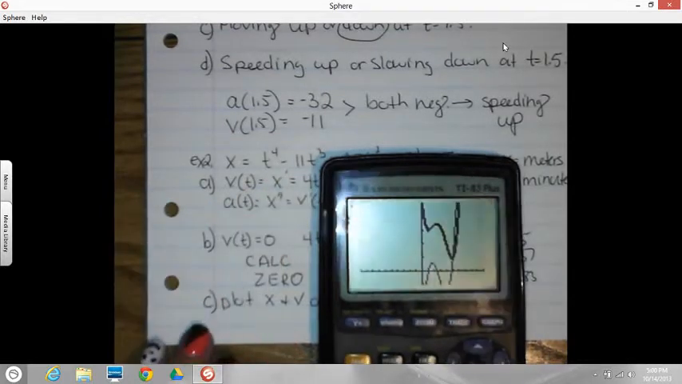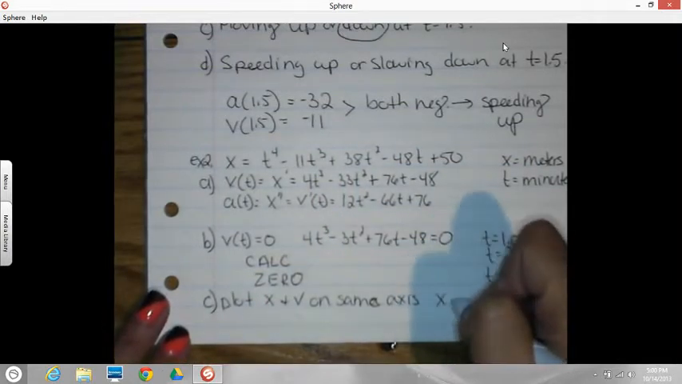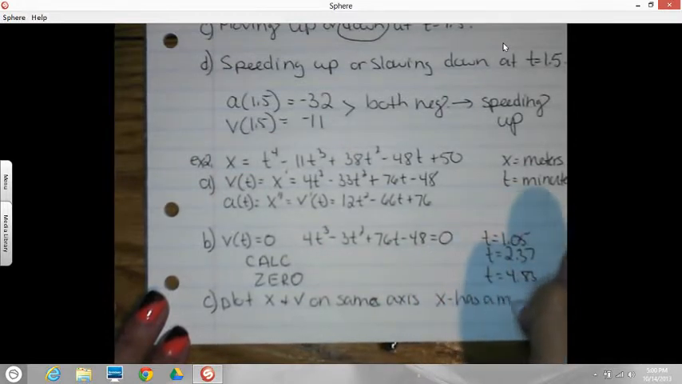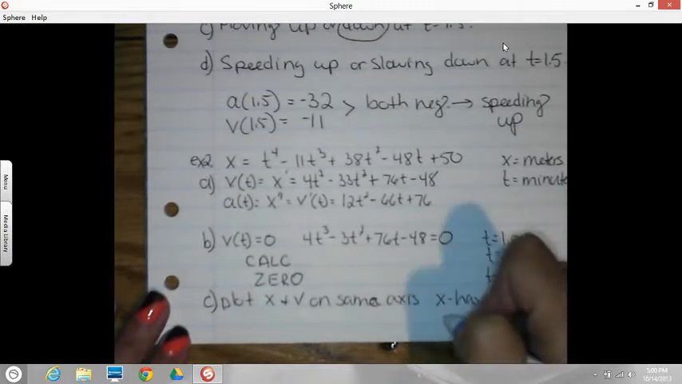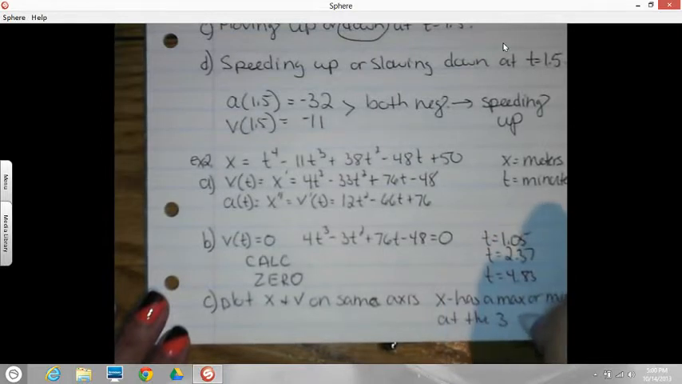So, x has a max or min at the 3 zeros on velocity.